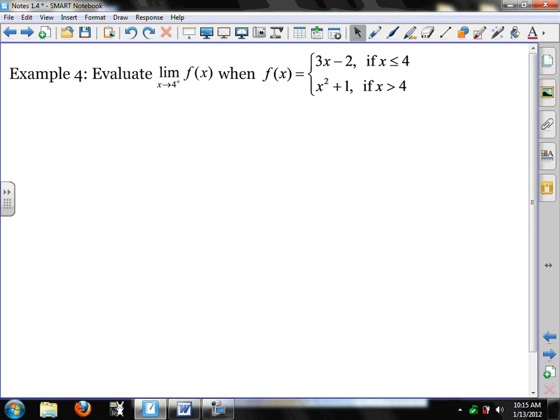Again, f of x is defined as a piecewise function. 3x minus 2 for all x values less than or equal to 4. X squared plus 1 for the x values greater than 4. I need the limit as x approaches 4 from the right of that piecewise defined function.